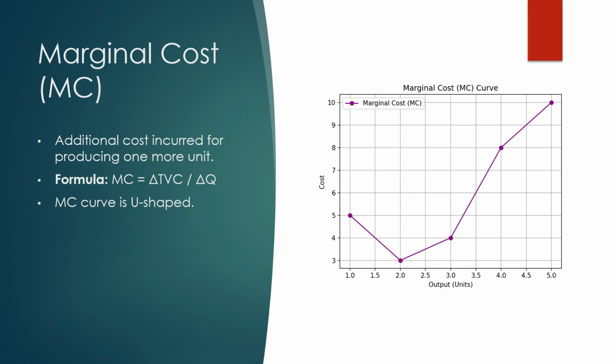Marginal cost. This graph shows marginal cost. Additional cost incurred for producing one more unit. That shows the marginal cost. This is the formula of marginal cost. Marginal cost is equal to the change in total variable cost divided by the change in total quantity. Marginal cost is U-shaped.